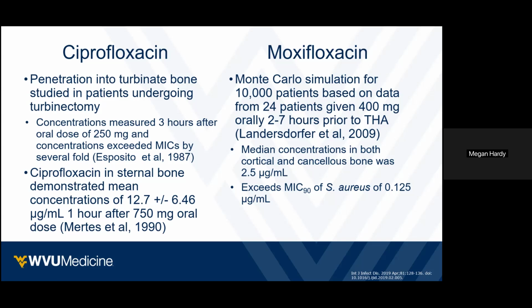So these patients were given 400 milligrams orally 2 to 7 hours prior to a total hip arthroplasty and showed median concentrations in both cortical and cancellous bone of 2.5 micrograms per mL, which for reference exceeds the MIC90 of Staph aureus of 0.125 micrograms per mL. Not that we're typically going to use moxifloxacin for staphylococcal infections, but just to demonstrate how high we can get above these MICs with quinolones.